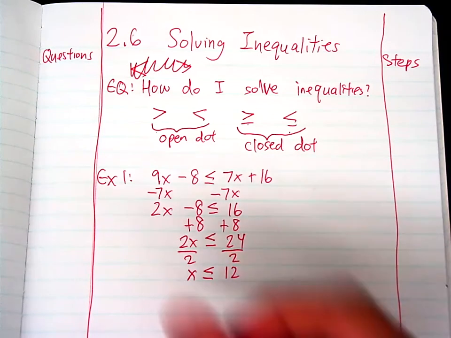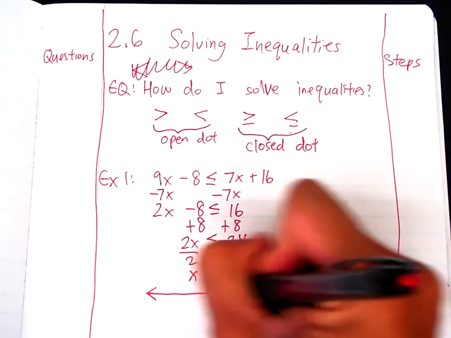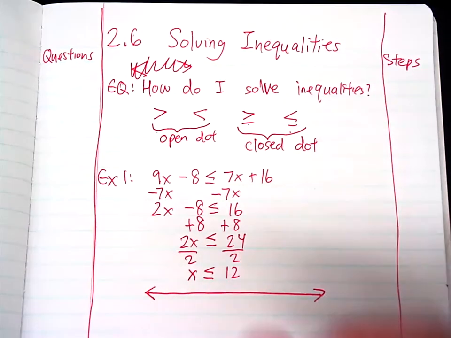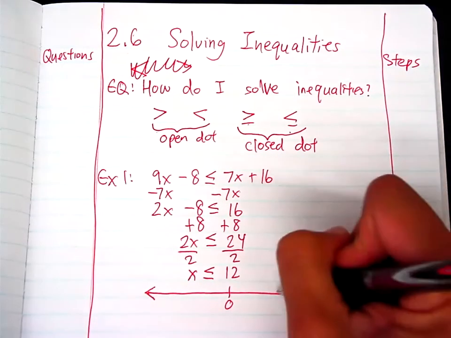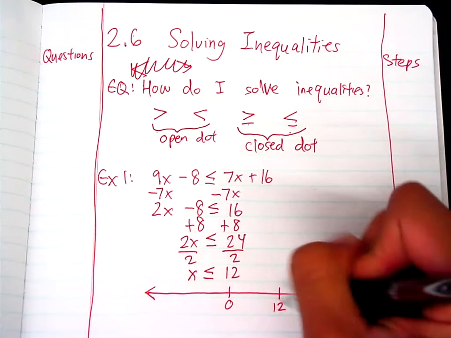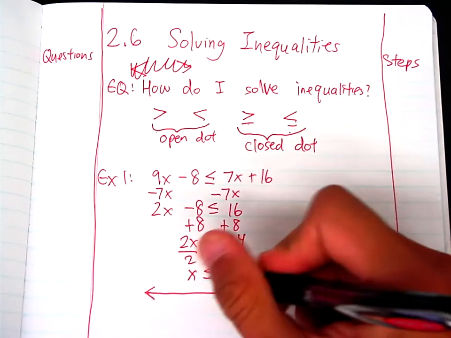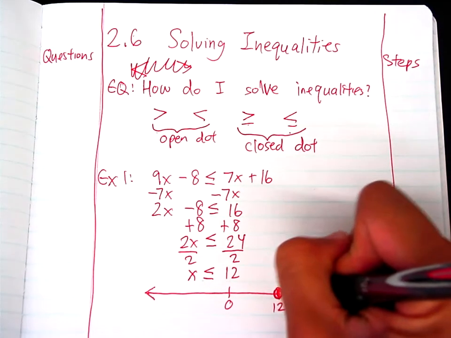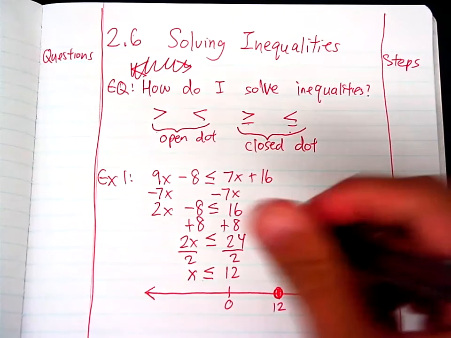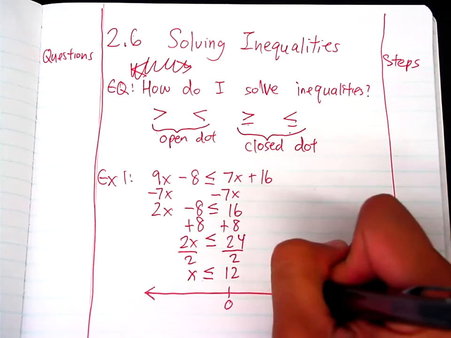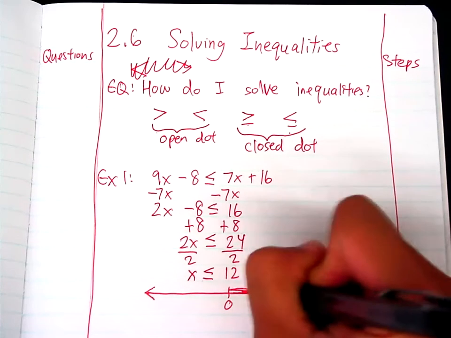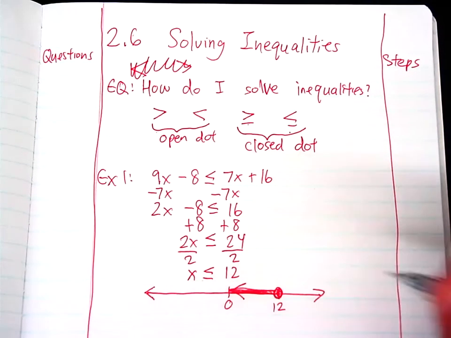After each inequality, I do have to graph, so I'm going to draw a quick number line, and it doesn't have to be super fancy. I usually put 0 in the middle, just so I kind of know where I'm supposed to go. I know it's around 12, has the or equal to, so I'm going to put a solid dot, or a closed dot, and x is less than or equal to 12, so less than would be to the left. And I'm going to draw an arrow on the number line.